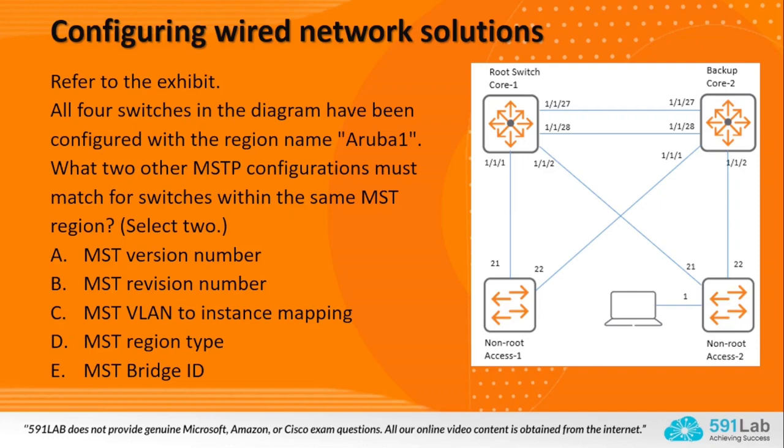MST region type: I never came across this region type. Only the region name is Aruba 1. There's no region type, so D is not correct. MST bridge ID: I didn't configure the same bridge ID in any of these switches. So I have configured the revision number and VLAN to instance mapping the same on these switches. So B and C are correct.